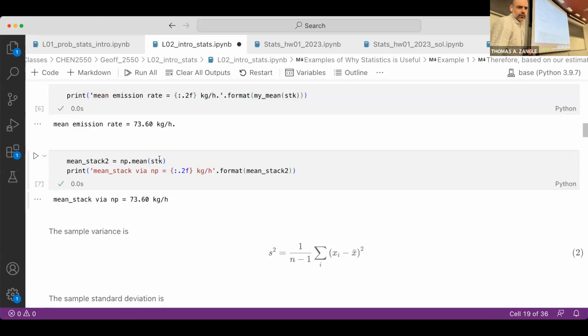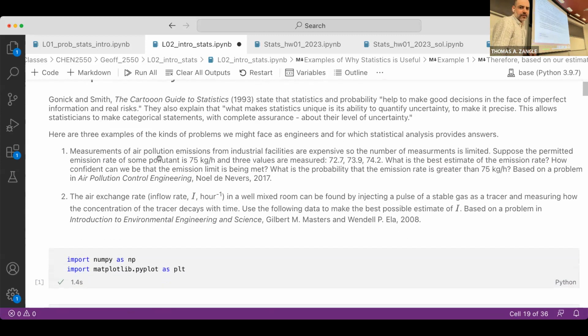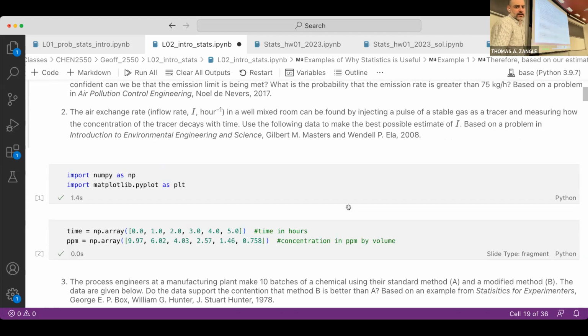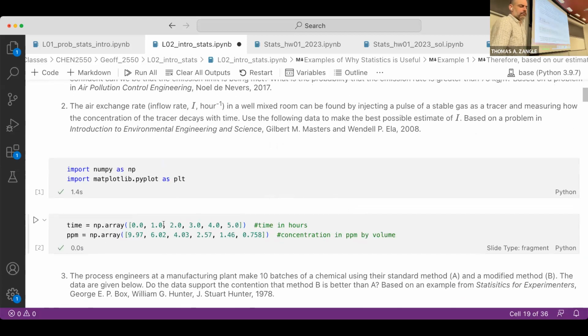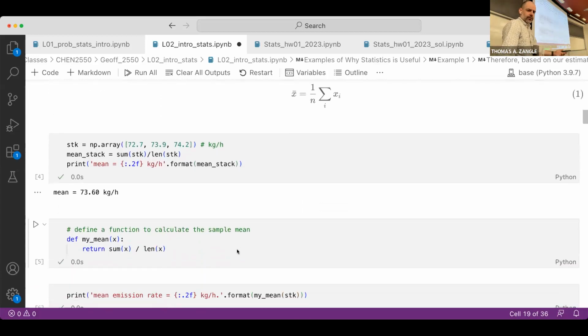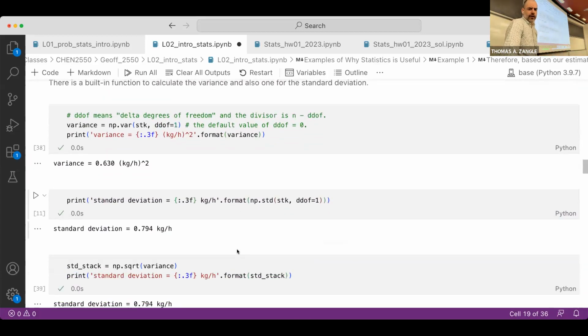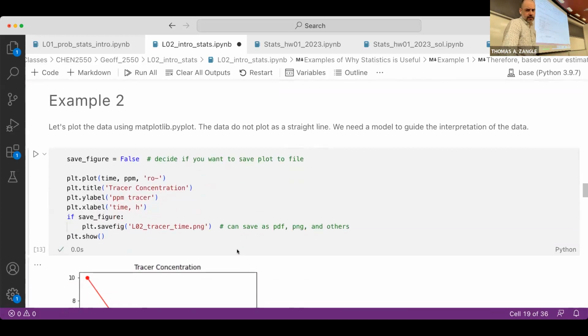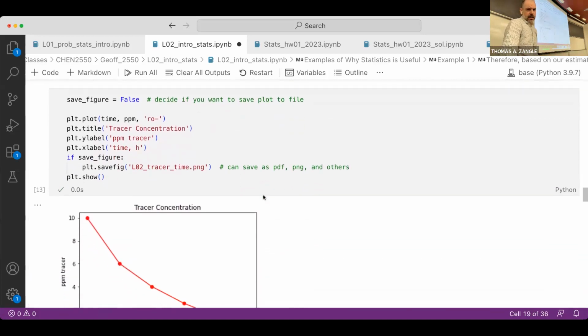So example two, just scrolling back up to remind ourselves of what example two is. We have air exchange rate. We're trying to find the air exchange rate in a well-mixed room, and we have measured the concentration of a tracer, some kind of stable tracer molecule, in that room as a function of time. So we have data defining those two things. And what we're eventually going to want to do is compare this to a model in order to find that injection rate I.